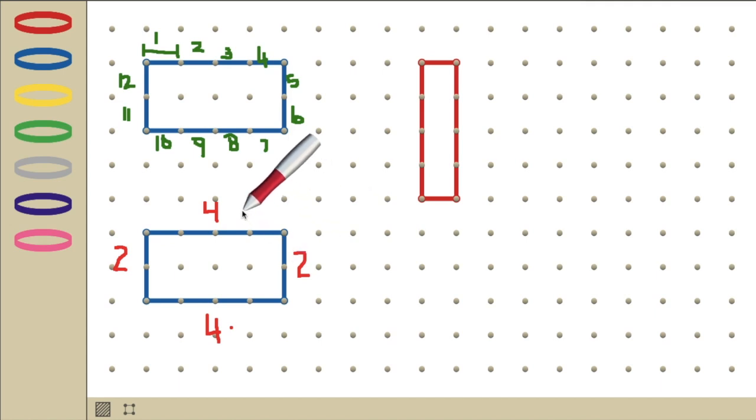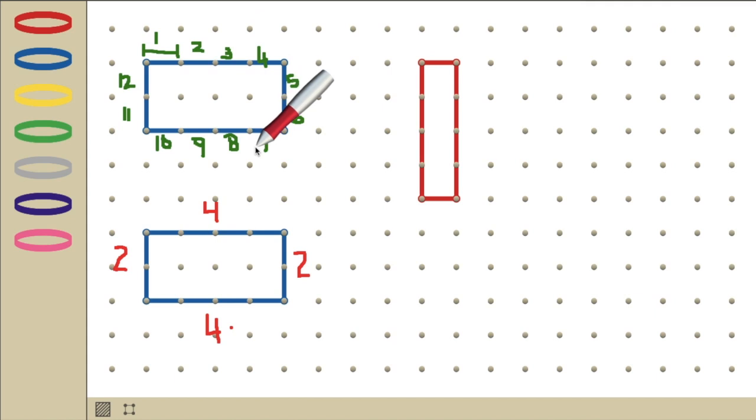Now, easy peasy adding. Use my doubles. 4 plus 4 is 8. 2 plus 2 is 4. 8 plus 4 is 10. Or I'm sorry, is 12. So we would have a 12 unit perimeter for this rectangle.